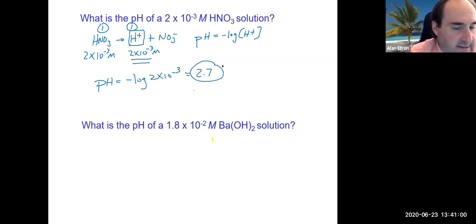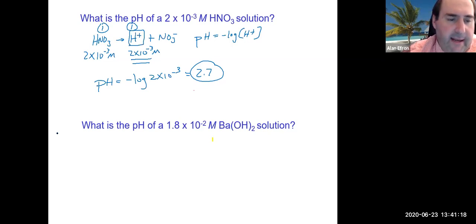And it does make sense. 2.7 is definitely acidic, so that would obviously make sense in terms of our answer. Any questions on that first one? Now, on the second one here, we do have a little bit of a different situation happening.